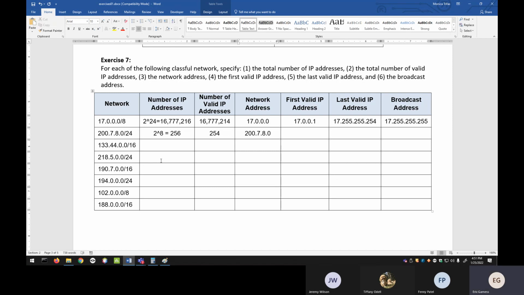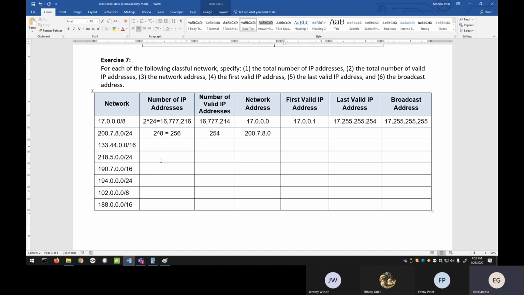All the IP addresses in this network will have 200.7.8 in common. Why can I say that? Because 200.7.8 belong to the network part. The first 24 bits belong to the network part, so I cannot change this. All the IP addresses in this network will start with 200.7.8. So I am free only in the last byte, because in the last byte we have 8 bits that belong to the host part.